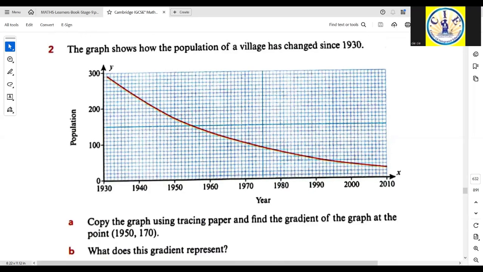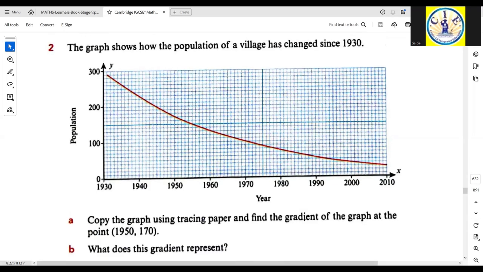Question number 2 now. The graph shows how the population of a village has changed since 1930. This is the starting value. So this is the year along the x-axis and the population that is changing along the y-axis. Find the gradient of the graph at the point 1950 and 170. So we need to jot down that point first of all.